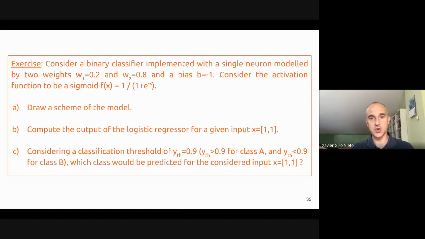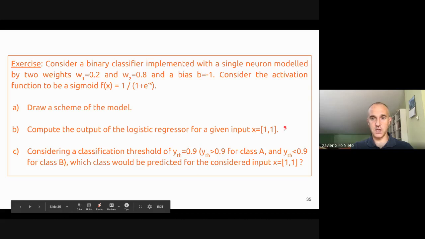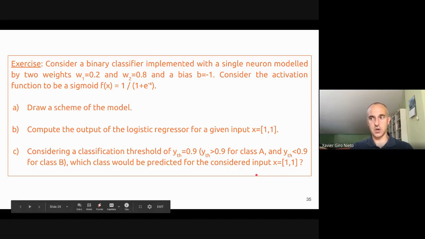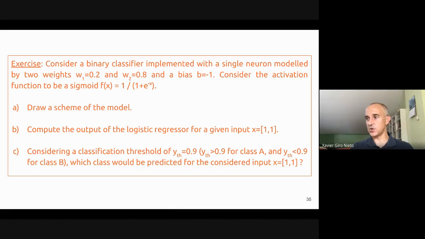First, I would like you to draw a schema of the model. Later, compute the output of the logistic regression for a given input. Here I'm giving you the input data for your model. And then finally, if we consider that the classification threshold is quite high, like 0.9, tell me which class this sample 1.1 belongs to. I would like you to do this now. And by the way, I will start the recording.